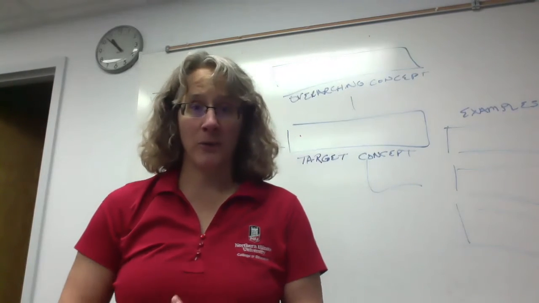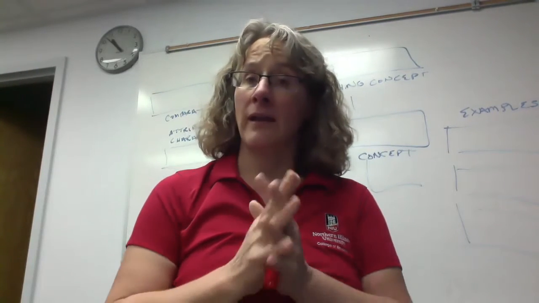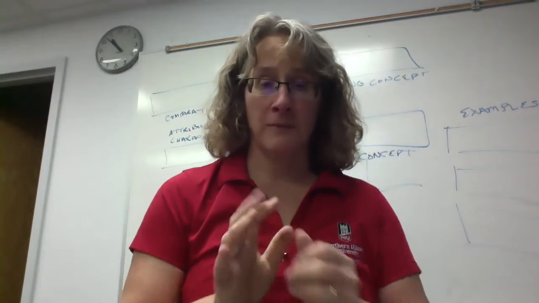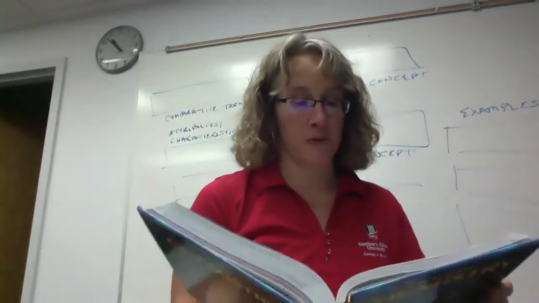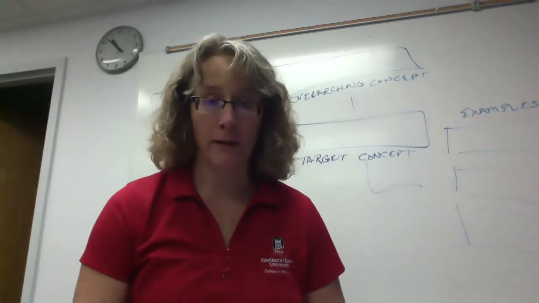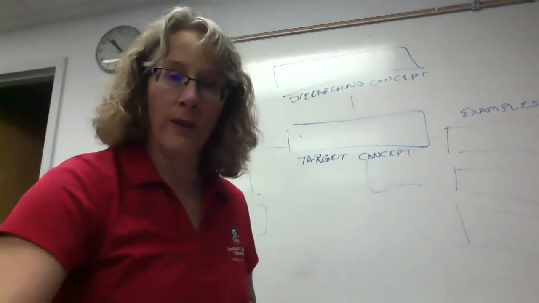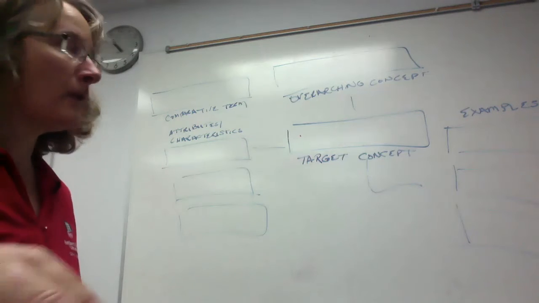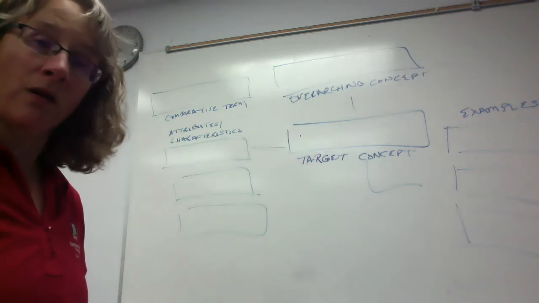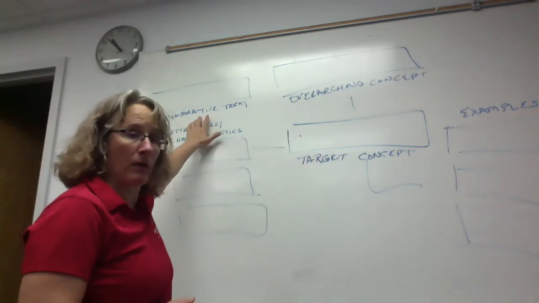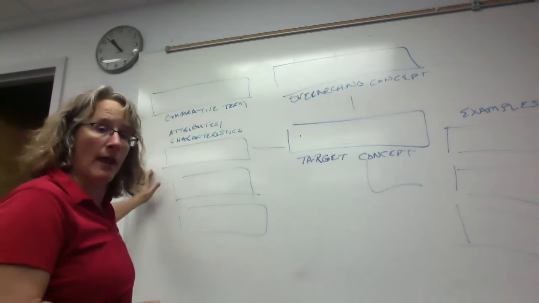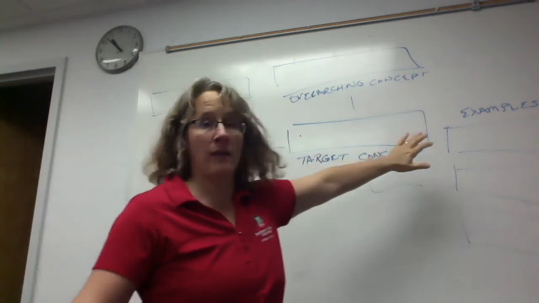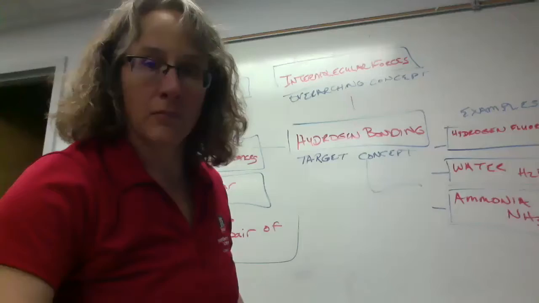Hi, I'm Dr. Corinne Wickens, and I am going to be modeling a concept definition map this morning. The first example comes from a high school chemistry text on hydrogen bonding. So we have the target concept, the overarching category, a compare-contrast idea, then attributes or characteristics, and examples over here.